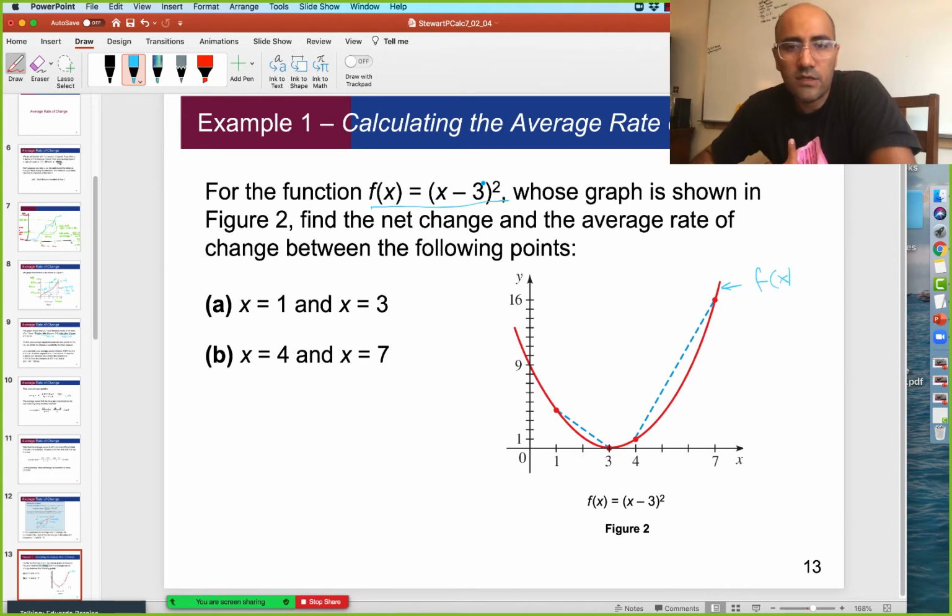And it's equal to x minus 3 squared, and we want to find the average rate of change between these 2 points, okay? X1 and x2, so that would be this one here. So really you're asking what is the slope of this little dotted blue line. That's what part A says. For part B, it's saying what's the average rate of change between 4 and 7, x equals 4, x equals 7. So it might be kind of hard to read some of these points.